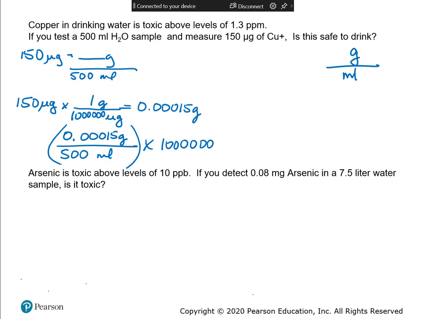What'd you get? So 0.3. This is parts per million. So is this safe? Yes. The limit is 1.3. So anything over 1.3 would be considered toxic. If you come back and you've only got 0.3 parts per million, then yes, it is safe.